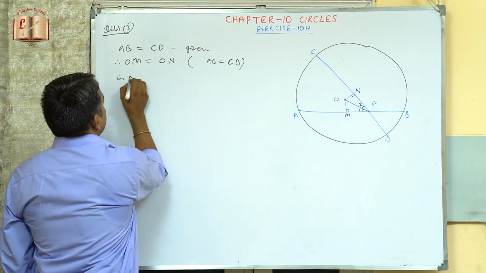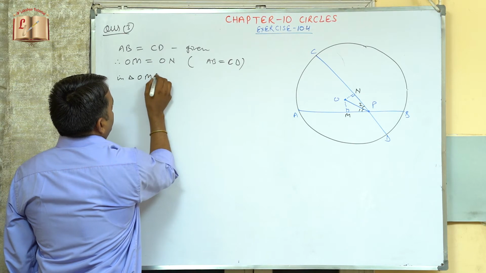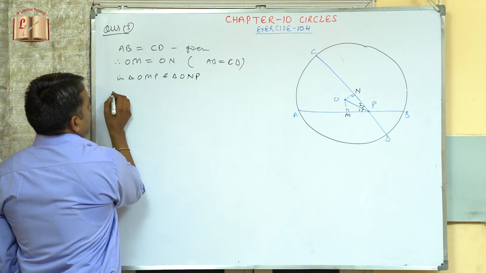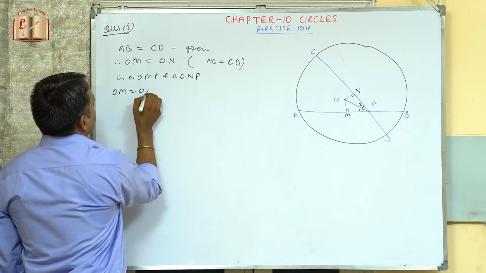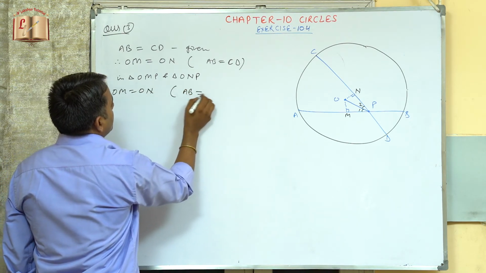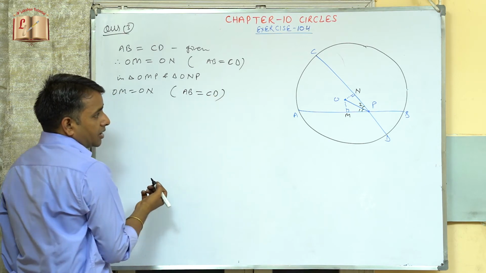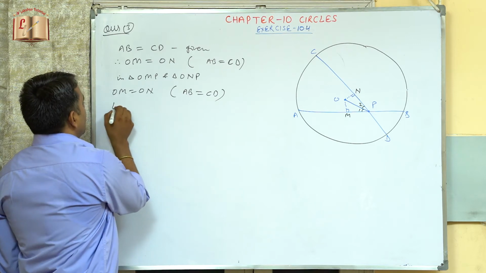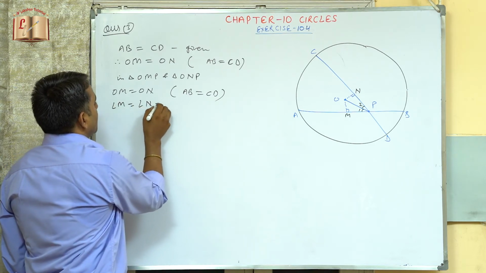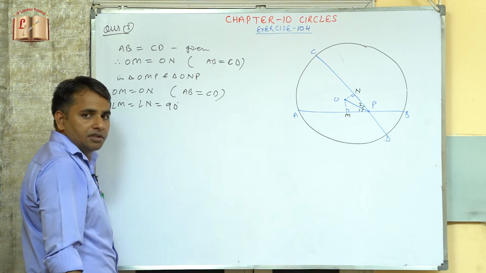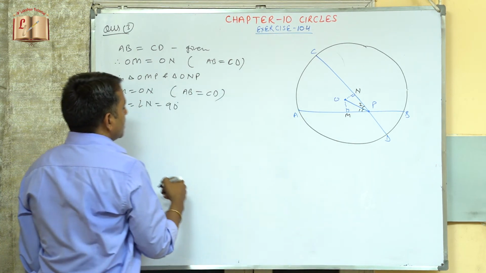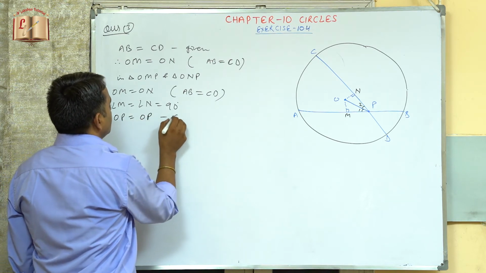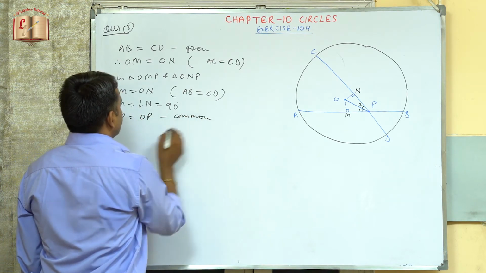Now in triangle OMP and triangle ONP, OM is equal to ON because AB is equal to CD. This is given, equal chords, so the perpendicular distances from the center will be equal. Angle M is equal to angle N equal to 90 degrees. These are perpendiculars from the center to the chords. And OP is equal to OP. This is common to both of the triangles.